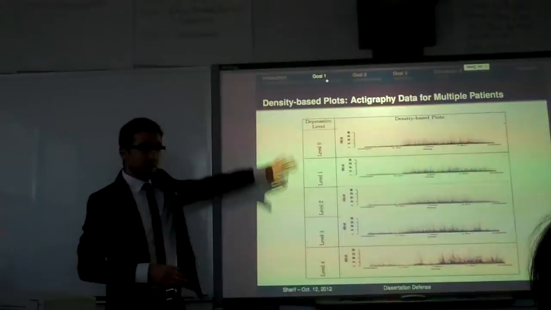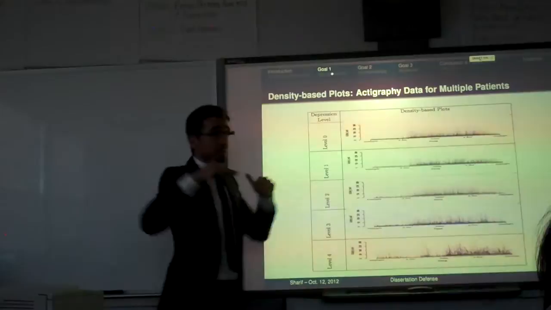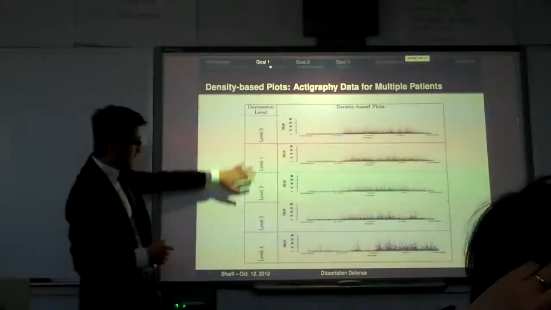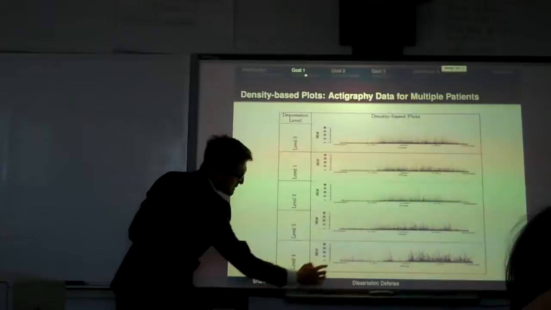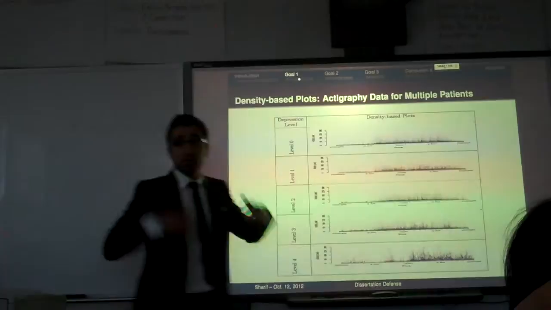We have 5 levels of depression. Level 0 is no depression, level 4 is the highest depression level. From these plots, you can see that we are plotting more than one patient. For example, for this one, we had 15 patients at 0 depression level. They have normal activity during the day and during the night for the first four depression levels. But for the last one, you can notice that this group of people who have very high depression levels are active during the night and at the same time active during the day. So these people are always active. That's what our data showed us here.